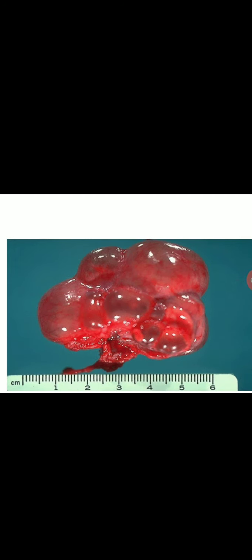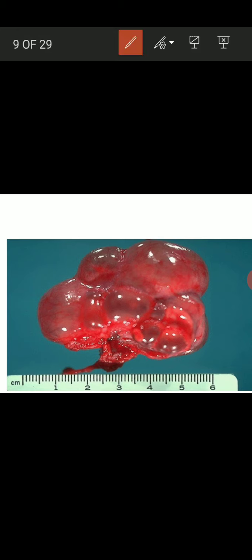The picture shows gross appearance of dysplastic kidney. Here the kidney is replaced by disorderly mass of multiple cysts resembling a bunch of grapes. So the entire kidney over here is replaced by disorderly mass of multiple cysts. These are multiple cysts, and it resembles a bunch of grapes.